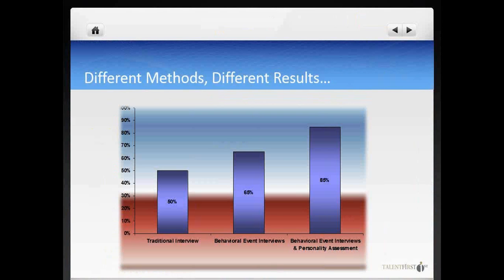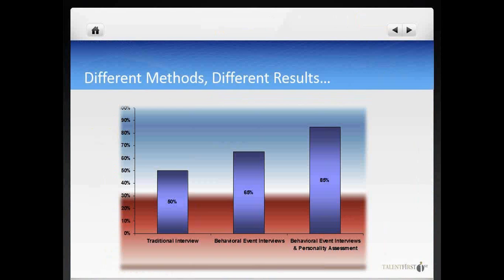So here is an example of the effectiveness of different assessment techniques and their combination. The graph on the slide was originally published by the Society of Human Resource Management. So we can see that traditional interviews, which typically have some structure and include a review of a resume, are about as effective as flipping a coin. When you conduct a behavioral event interview, and I will explain what this approach is shortly, the chances of a successful hiring go up to 65%.